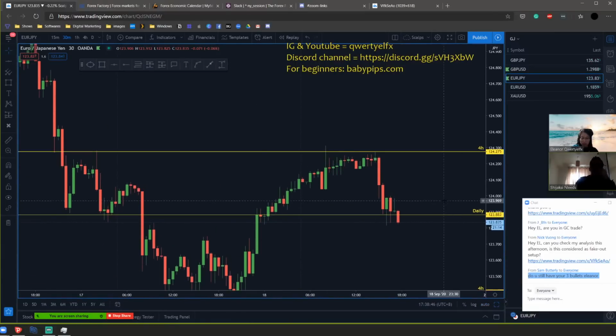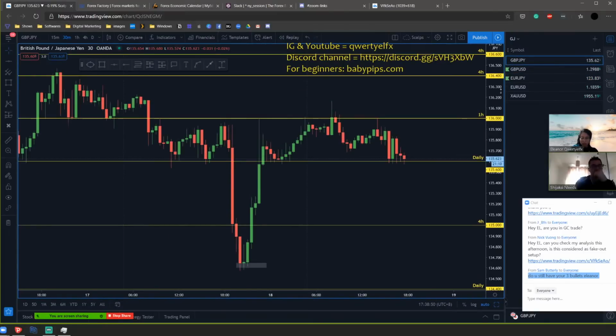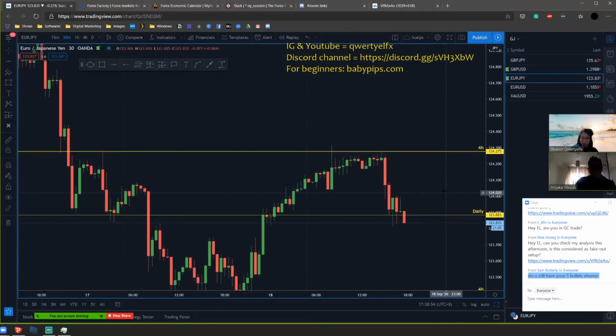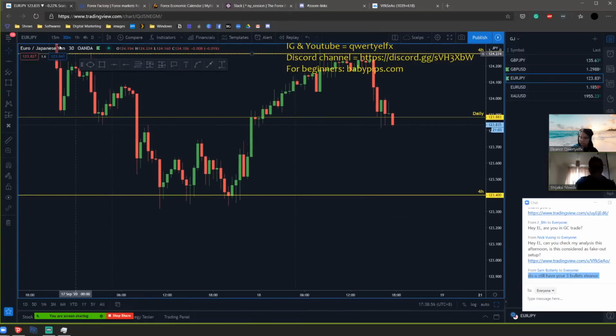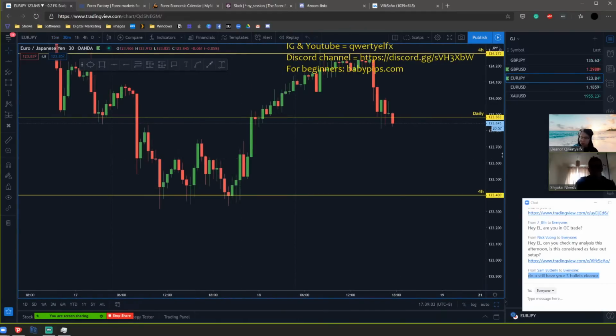I think we're gonna head down on GJ. GJ? Yeah, also because I've seen that during the night, during Asian session, we reached an order block which then pushed the price down. So basically, I guess it will continue down.